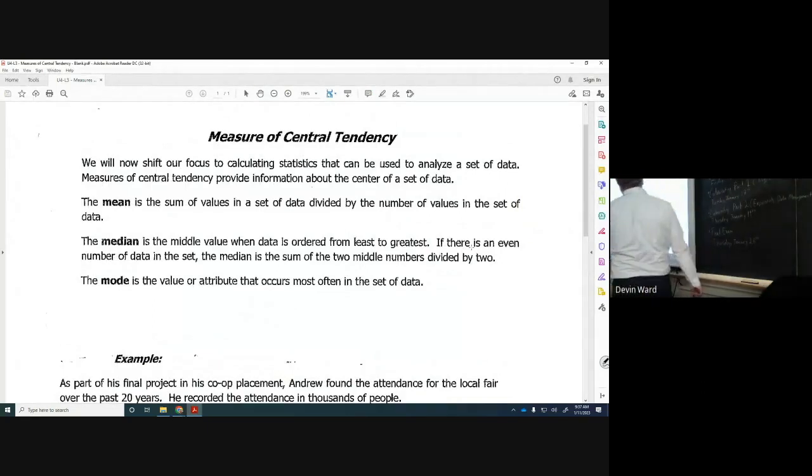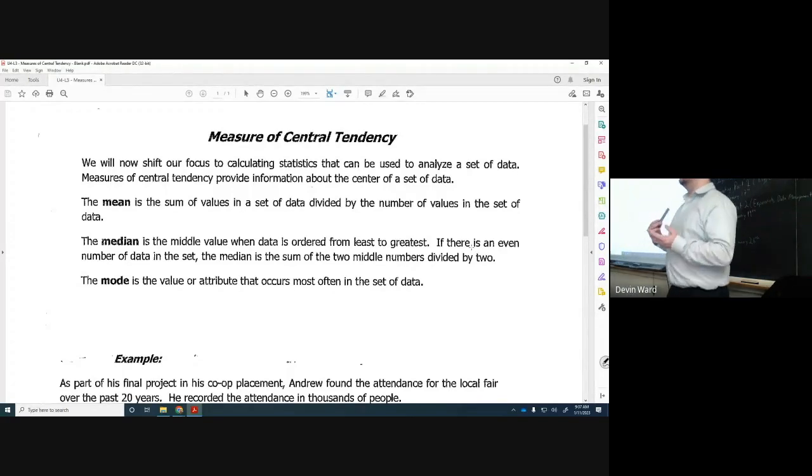So we're going to measure the central tendency, which is just mean, median, and mode. And then we're going to add in range too, because that's on the worksheet that I found. Okay?